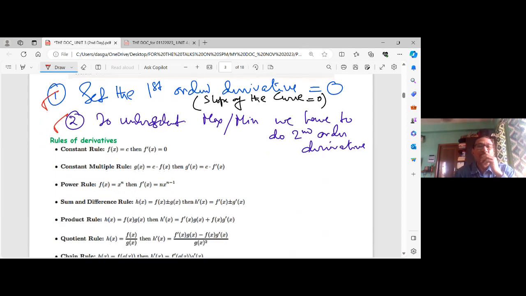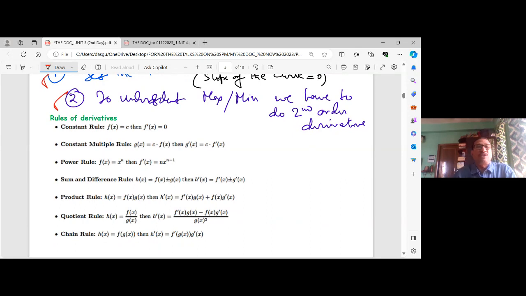Please look into that. These are the rules which I was talking about, and these are very important concepts which you surely have done at some point in your educational journey. And this is the constant rule I was talking about: the first order derivative of a constant is 0. This is a multiple rule. This is a power rule. This is going to be used very much.